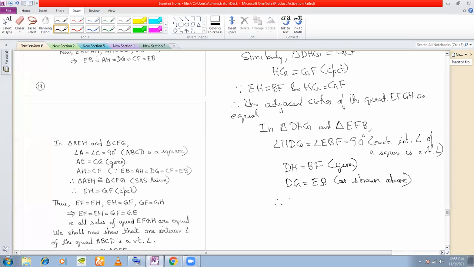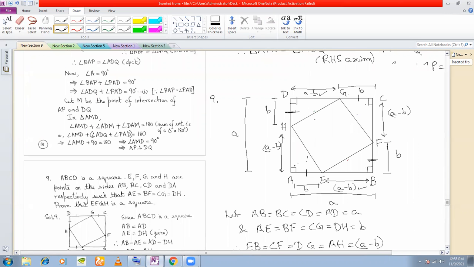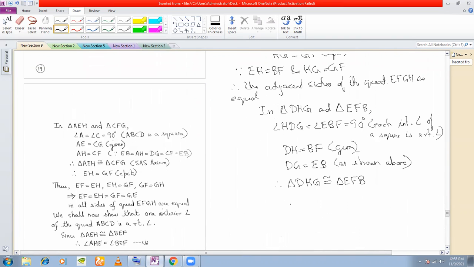Okay, so triangle DHG is congruent to triangle EFB. Therefore, by CPCT, what can you say? HG is equal to EF. That means this side here is equal to this side here. HG is equal to EF.